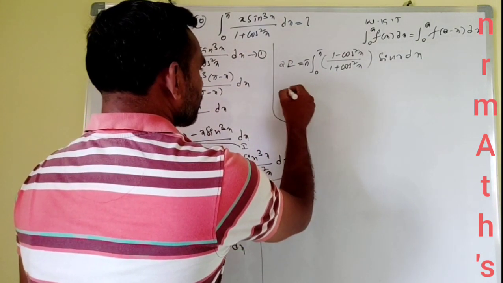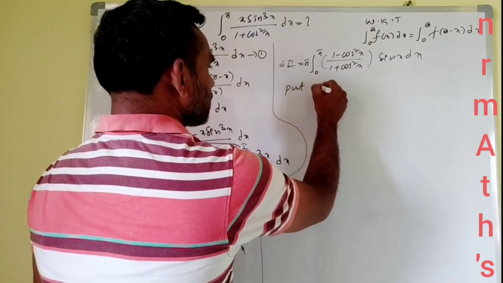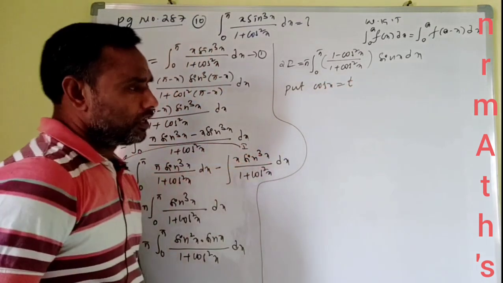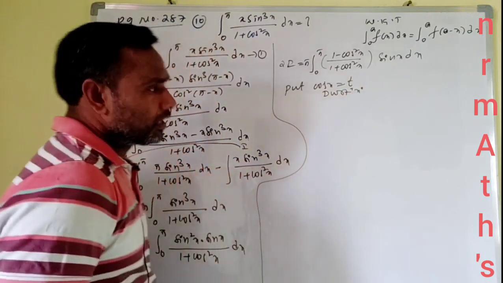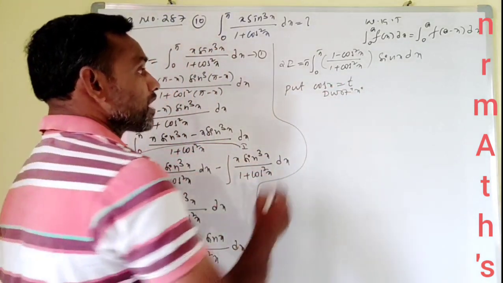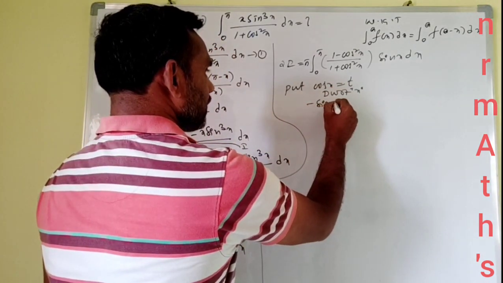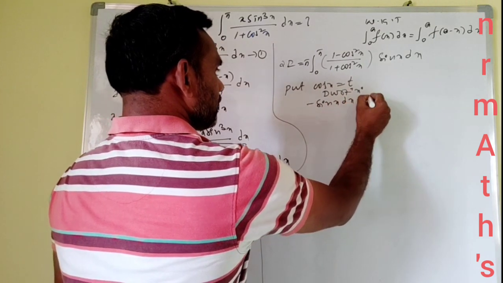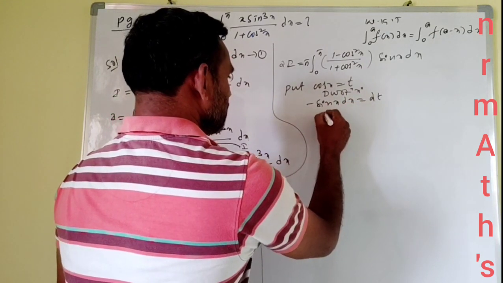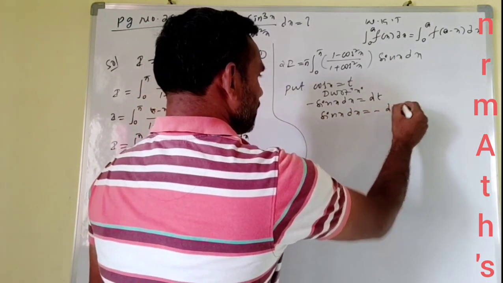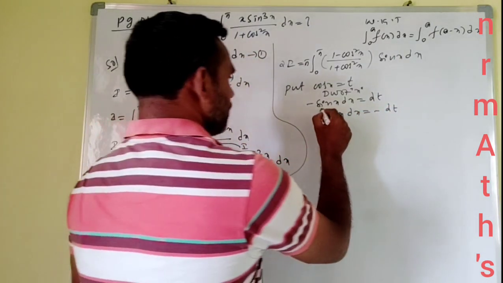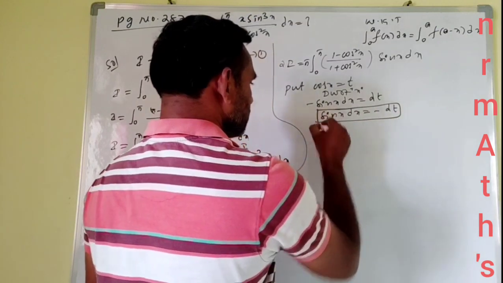Now let cos x is equal to t. Derivative with respect to x: the derivative of cos x is minus sin x, and the derivative of x is dx, of t is dt. That means sin x dx is minus of dt.